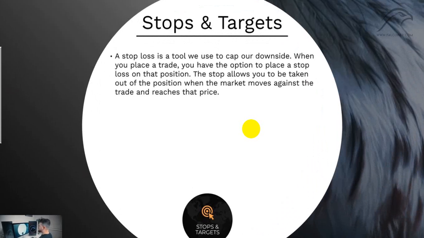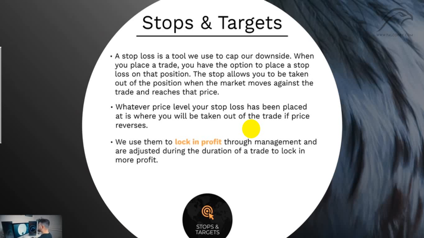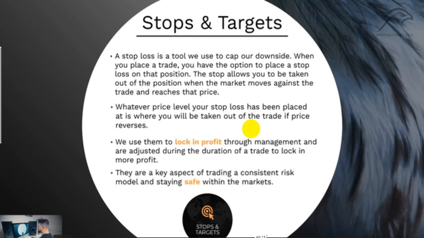So stops and targets. A stop loss is a tool with which we're capping our downside when you place a trade. You have the option to place a stop loss on that position. The stop allows you to be taken out of the position when the market moves against the trade and reaches that price. Whatever price level your stop loss has been placed at is where you'll be taken out of the trade if the price reverses. We use them to lock in profit through management, and they're adjusted during the duration of the trade to lock in more profit. So it's a way that you can build on that, trail your profit, and then lock that in as price moves in the direction that you forecasted.